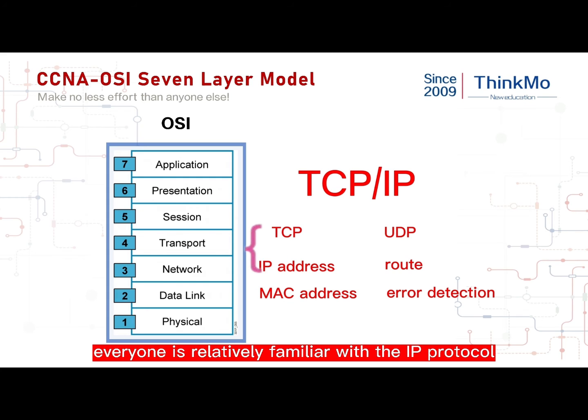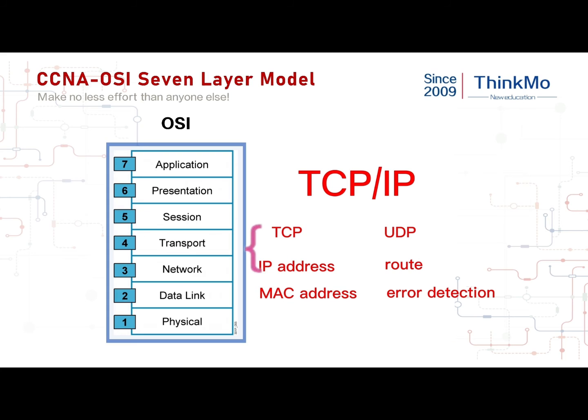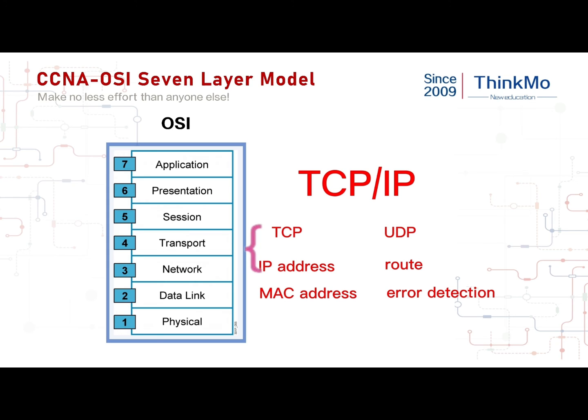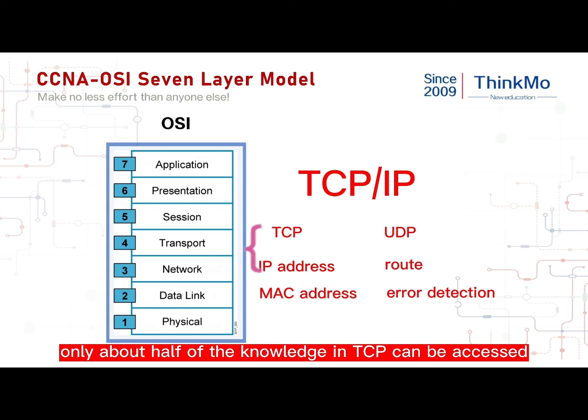Everyone is relatively familiar with the IP protocol, but unfamiliar with TCP. The overall development and design cycle of the TCP protocol was about 20 years, and it can achieve a lot of functions. Actually, as networkers, we can only access about half of the knowledge in TCP. The remaining half is for programmers to touch.